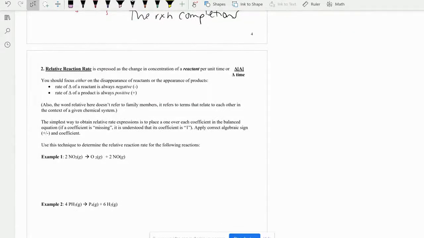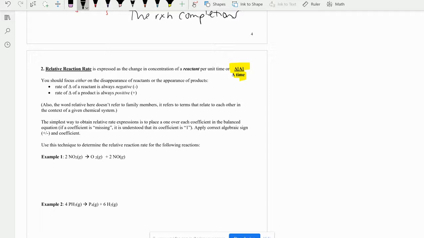Let's talk about relative reaction rates. And relative reaction rates are expressed as the change in concentration of a reactant per unit time. So just like before, you should focus either on the disappearance of a reactant or the appearance of a product. And again, you're going to get different values for your answer. You'll either get a negative value or a positive value depending on what you're focusing on. But like I just said, oftentimes in chemistry, they'll focus on the disappearance of reactants and not so much the products, although you might see it.